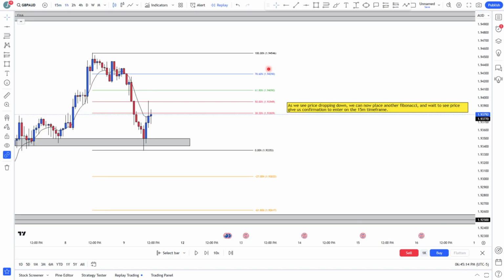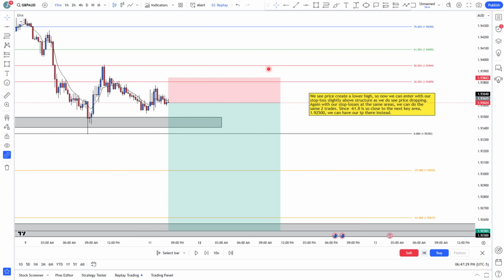As we can see, price continues dropping down. We can now place another Fibonacci and wait to see price give us confirmation to enter on the 15-minute time frame. We can see price create a lower high, so now we can enter with our stop loss slightly above structure as we do see price dropping. Again, with our stop losses at the same areas, with our take profits at the same areas, we could do 2 trades. Since negative 61.8 is so close to the next key area, 1.92500, we can have our TP there instead. So instead of negative 27 and negative 61.8, we could have negative 27 and 1.925 since it's so close.